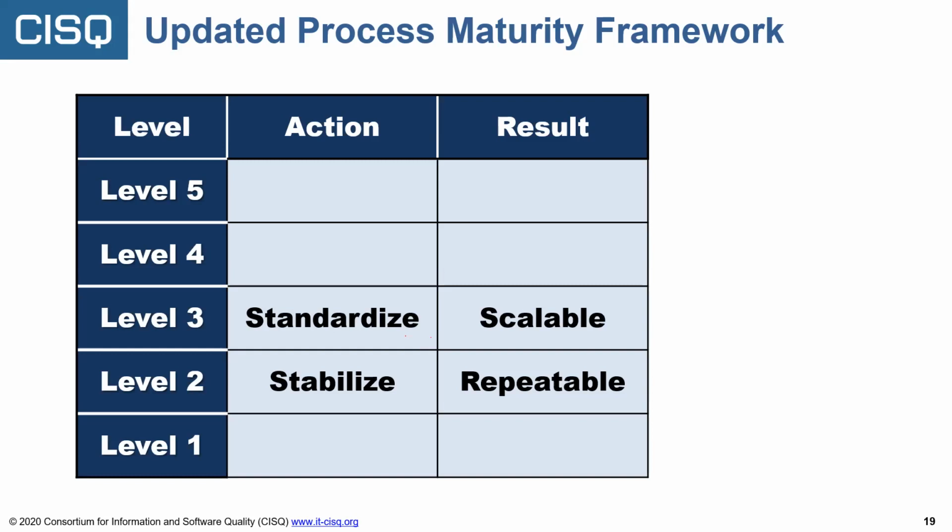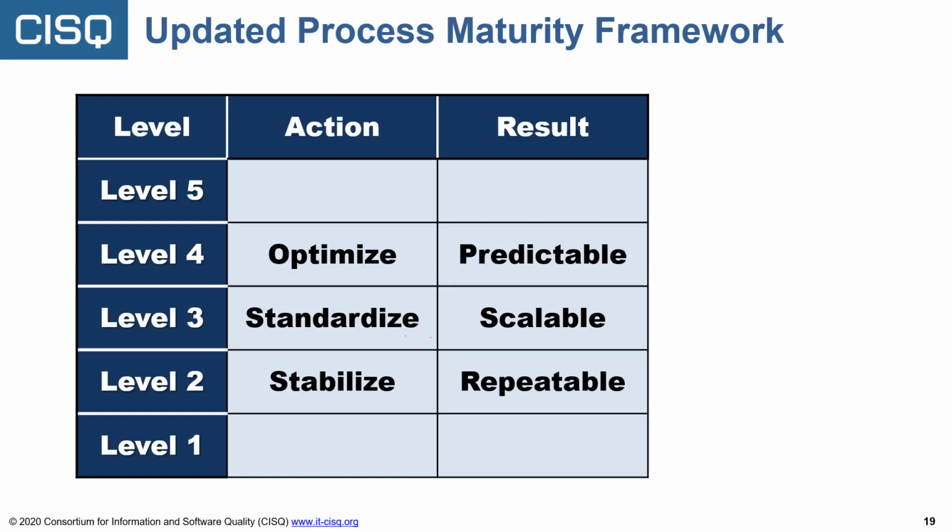If everybody's doing it a different way, even if it's repeatable, I can't scale it because it's basically a tribal culture. It's people doing what they do. Once we have a standard process, sure, we'll have tailoring guidelines. That's fine. But we have a process that we can scale across additional projects, additional business units, additional parts of the organization. Then at level four, I'm optimizing that process.